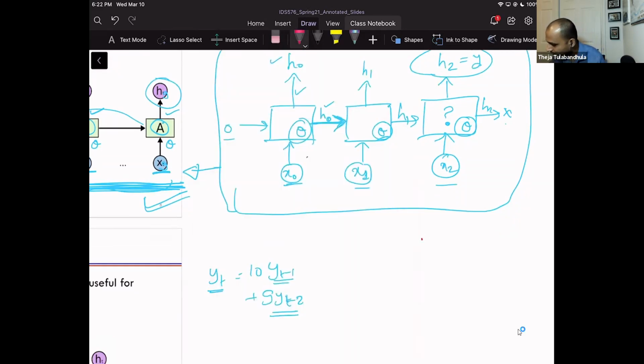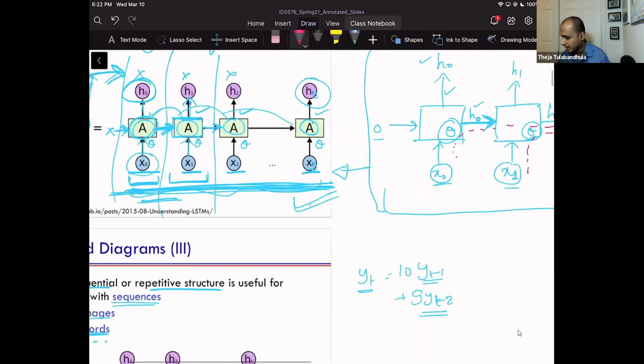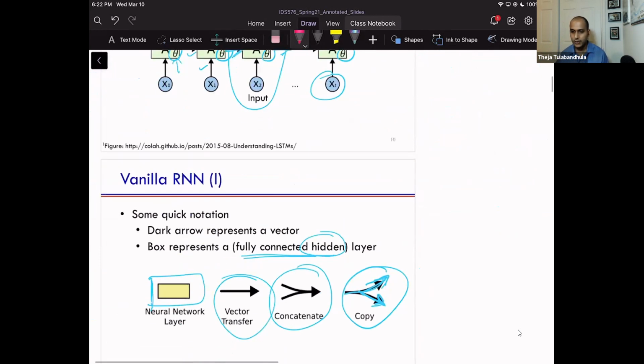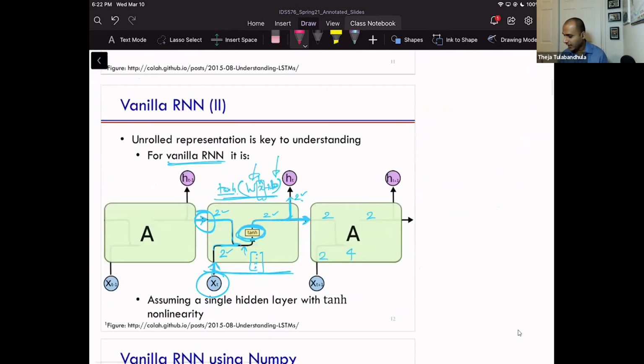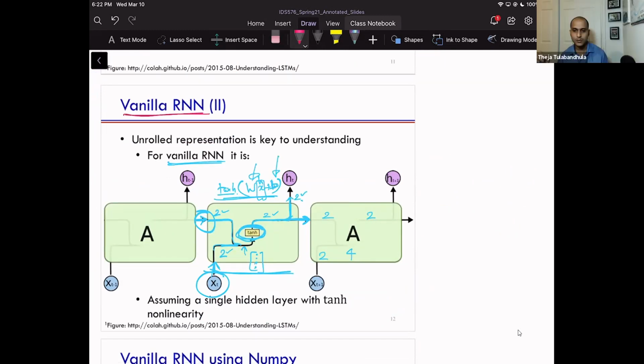Let me use a different color. There's some computation going on all the way up to this point. There's some computation happening all the way to this point, and all the way to this point. So that's just one computation graph. You can actually just expand it out, and it'll just be a forward computation that's happening. So now what we want to do, as I said, is expand out the question mark. I'm just calling it vanilla RNN, but this is one example of what can go inside the block.